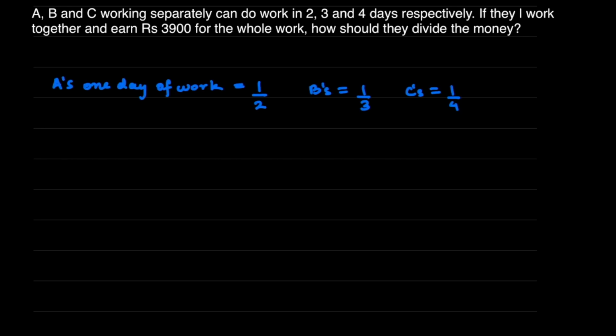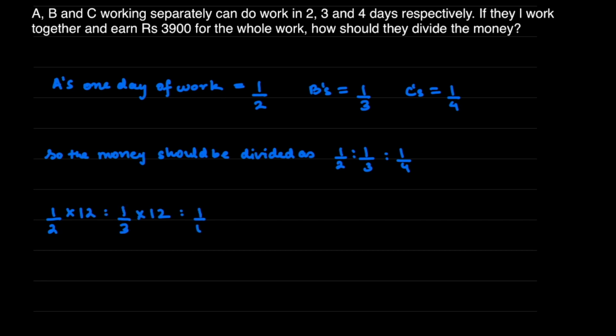Let's first calculate 1 day's work for each of the candidates. For A it's 1 by 2, for B it's 1 by 3, and for C it's 1 by 4. So the money should be divided in the ratio of 1 by 2 is to 1 by 3 is to 1 by 4. We can convert this into whole numbers rather than fractions. For this we take the LCM of 2, 3, and 4, which comes out to be 12. So we multiply each of these by 12 to get whole numbers. You should remember that multiplying each of the ratio terms does not change the ratio at all. This comes out to be 6 is to 4 is to 3.